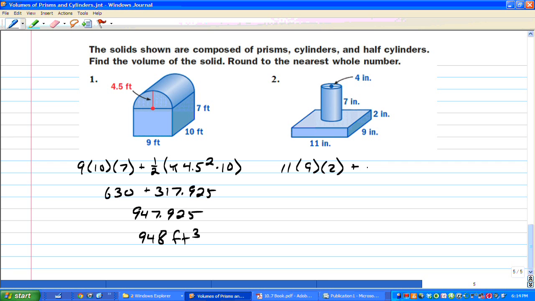So we have pi times the radius, which is 2, squared, times the height of that cylinder, which is 7. This part here turns out to be 198. The next part, 87.92. Add those together, you get 285.92. To the nearest whole number would be 286 inches cubed.